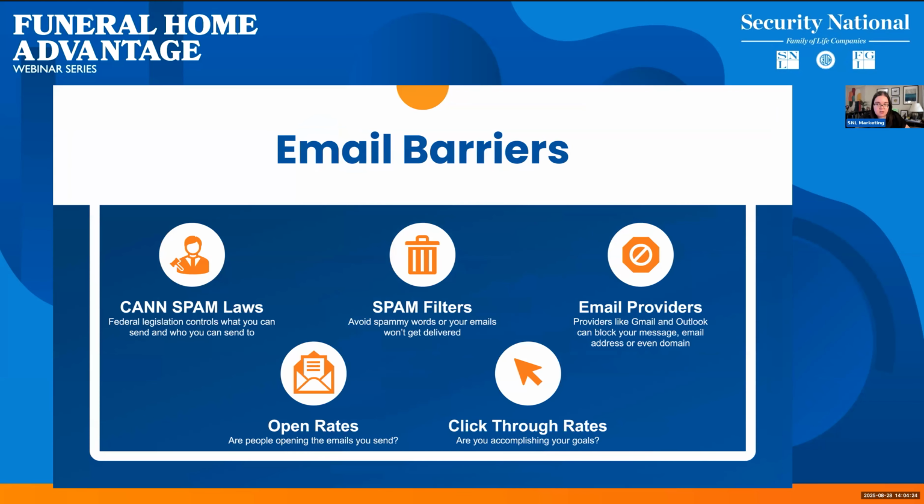So there are some barriers that you face when dealing with email marketing. The first is going to be the CAN-SPAM Act. So this is federal legislation that controls what you can send and who you can send it to. So you're up against that. You're also up against spam filters. I'm sure all of you have had some email you were expecting land in your junk folder. This is what that is. So when you're sending, you want to avoid spammy words so that your emails don't get caught by that and not read by your recipients.